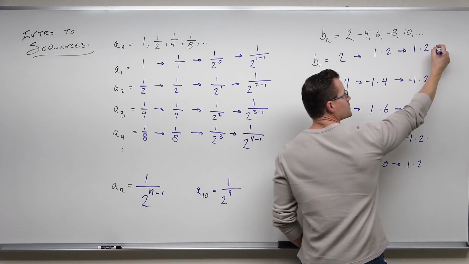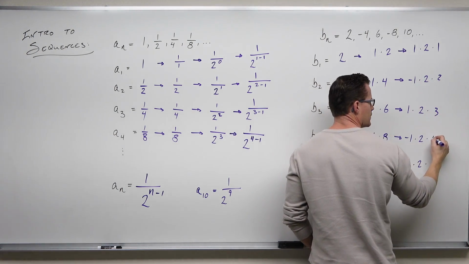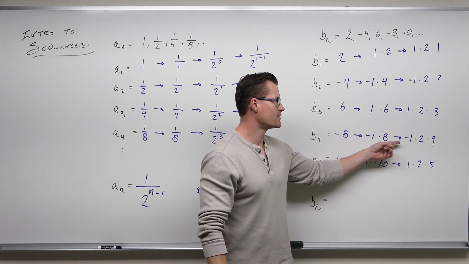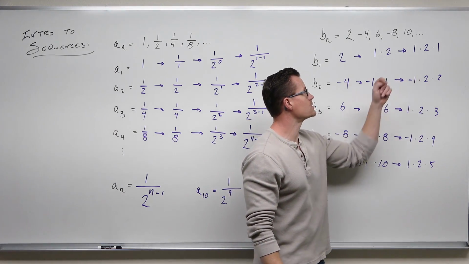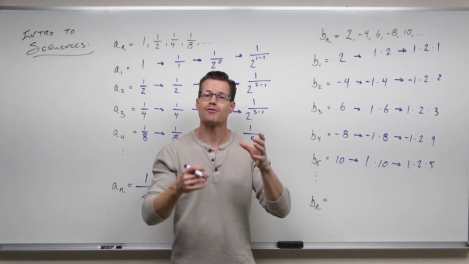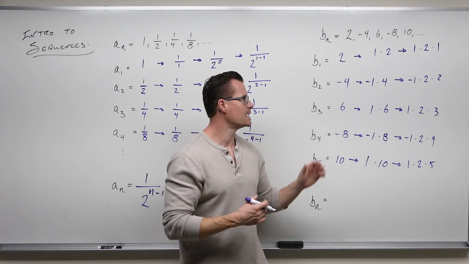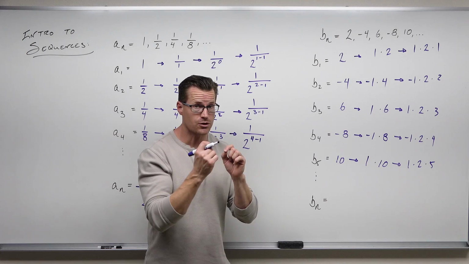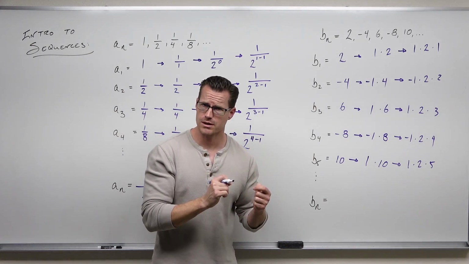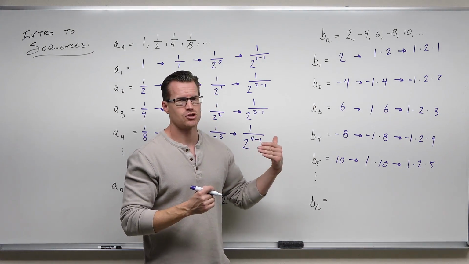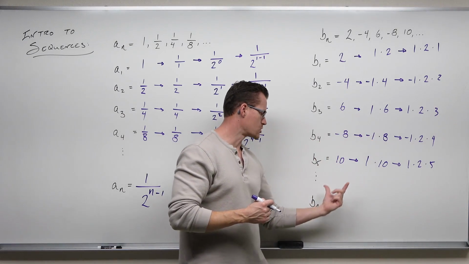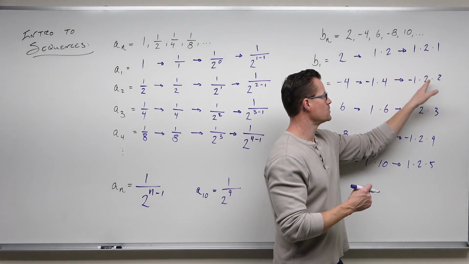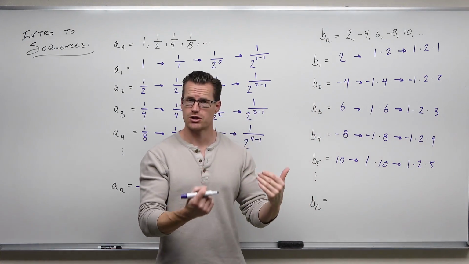This would be 2 times 1, 2, 3, 4, 5. That would give us 10. That would give us -8, 6, -4, and 2. It's the same sequence, but now I have it written differently so I can evaluate how it's related to my index. Now we start looking for the pieces that are changing and the pieces that aren't changing. So what's not changing here? What's not changing is going to show up as a constant in your formula. What's not changing is 2, 2, 2, 2, and 2. That's not changing.